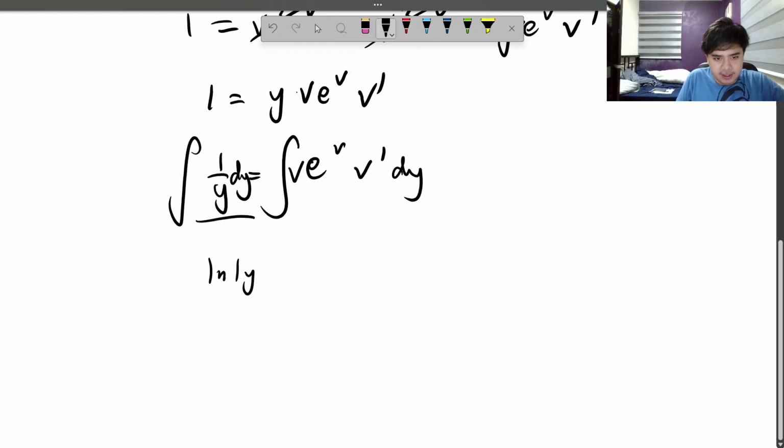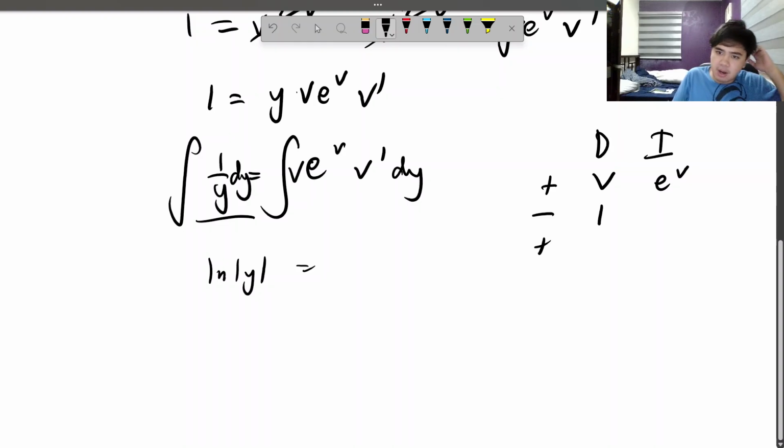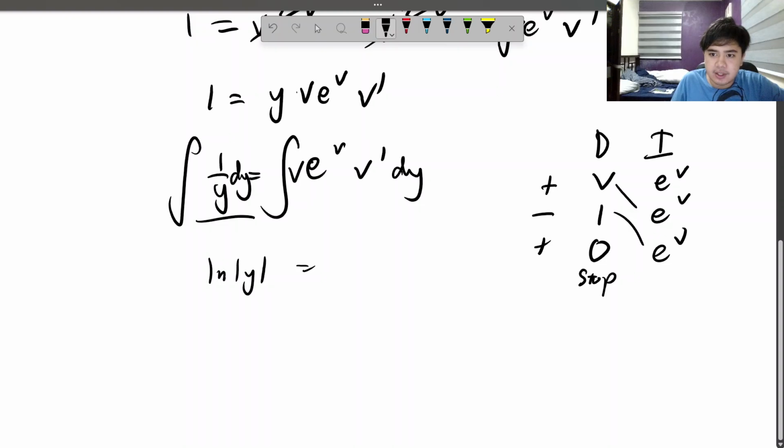This becomes ln y. This becomes, let me see. Oh, we need to use integration by parts. I recommend using the DI method for this one. So DI and then plus minus plus, you can set that up. So for D, we put v in there and then e to the v on the integral side. So we get v, the derivative of that is 1, the derivative of that is 0, and we stop because it's a 0. e to the v continues like that. Then we multiply the diagonals and stop at 0. So v e to the v minus e to the v plus C is the right hand side.